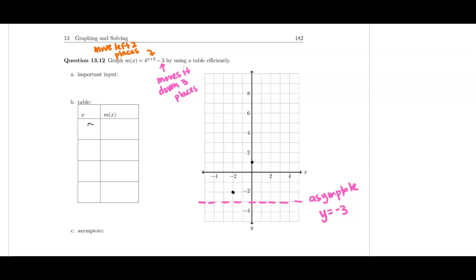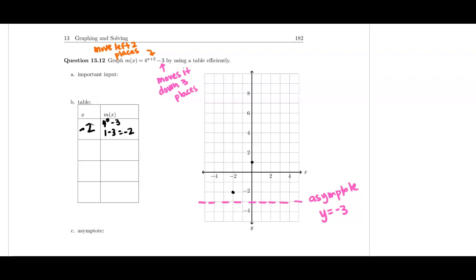What if we do x equals -2? We always want to know what happens when this is a 0. -2 plus 2 makes that a 0. So that would be 4 to the 0 power minus 3. Well, 4 to the 0 is just 1. Anything to the 0 power is 1. Minus 3 gives me -2. Do you see that that's where this point is that I just came up with? I went over 2, down 2, and that's where I ended up with this point.